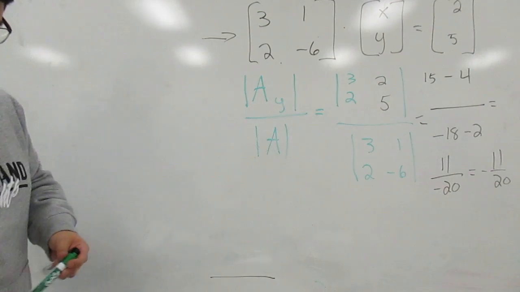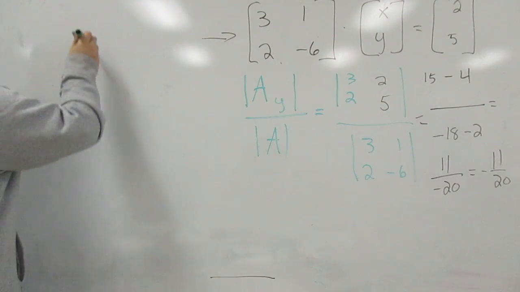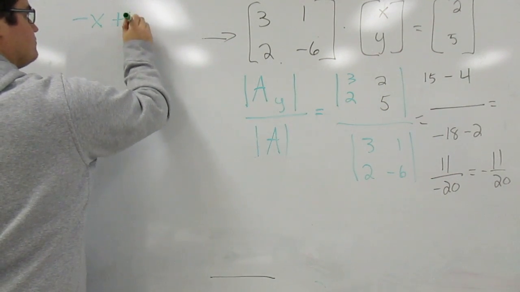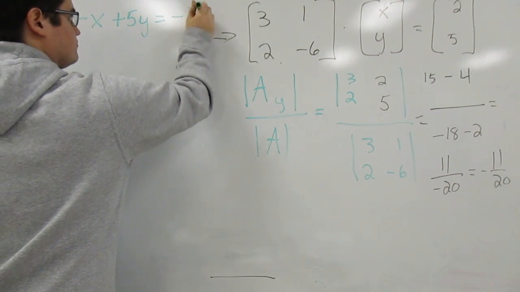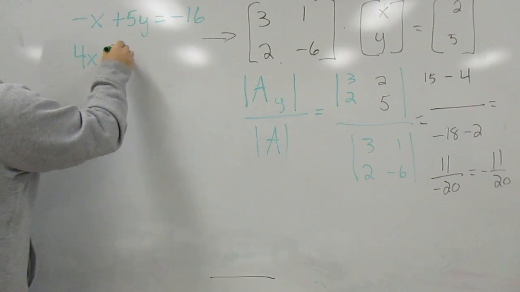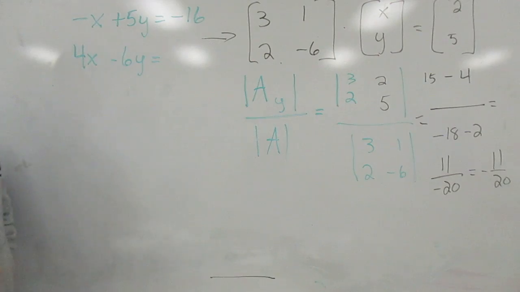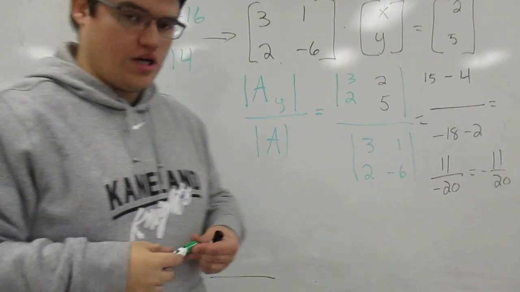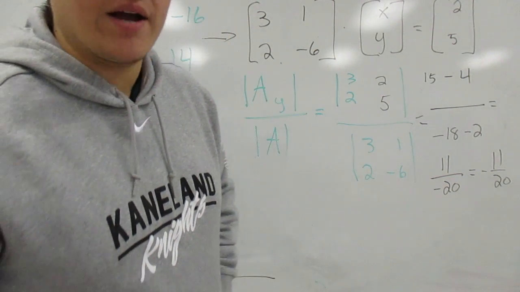I'll put it up real quick for you. So negative x plus 5y equals negative 16, and 4x minus 6y equals 14. So again, pause the video, try what we just did, and then come back and we'll check our answers.